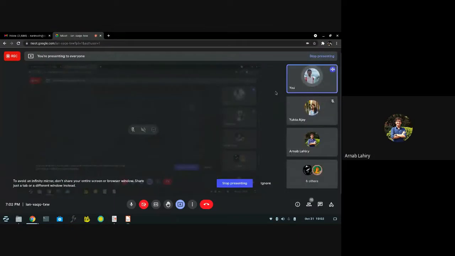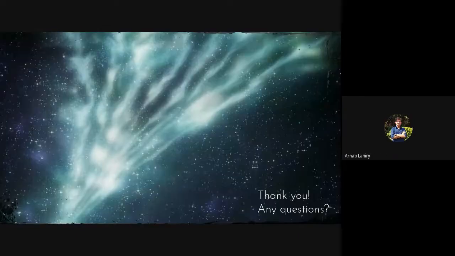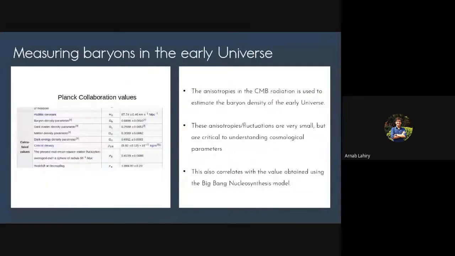Can you go back to the cosmological parameter part? Yeah, the density. So the calculation of the baryon density parameter, and I don't know cosmology, obviously, but how rigorous is this calculation? How did they exactly get this?